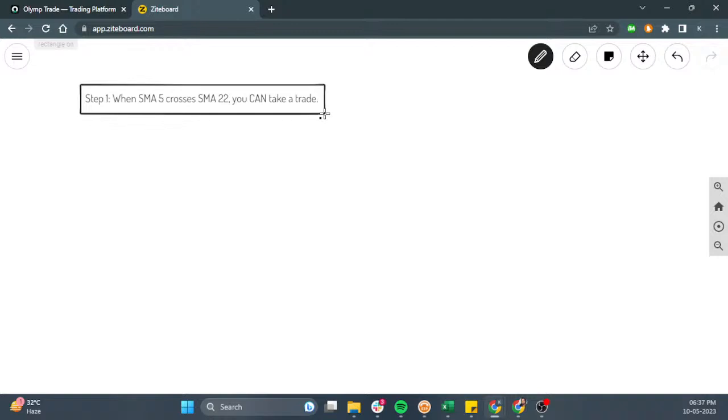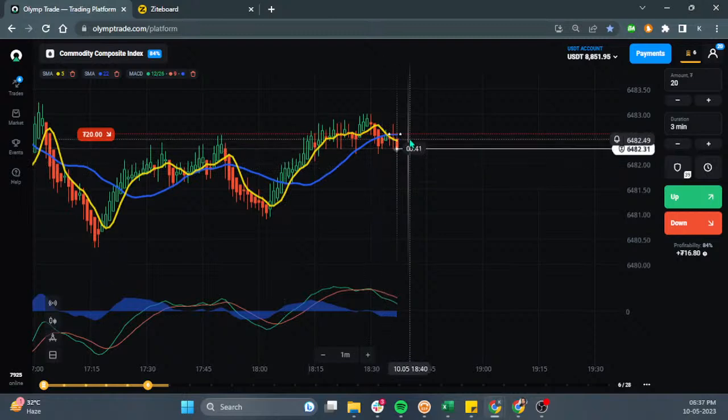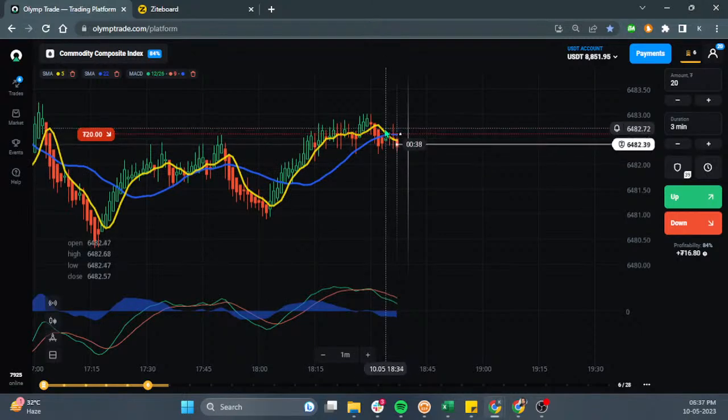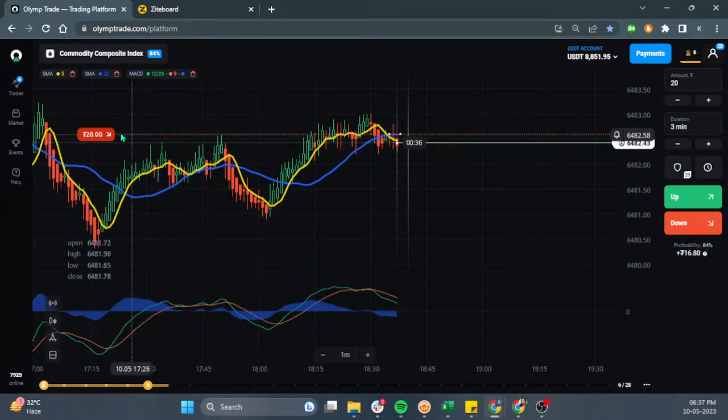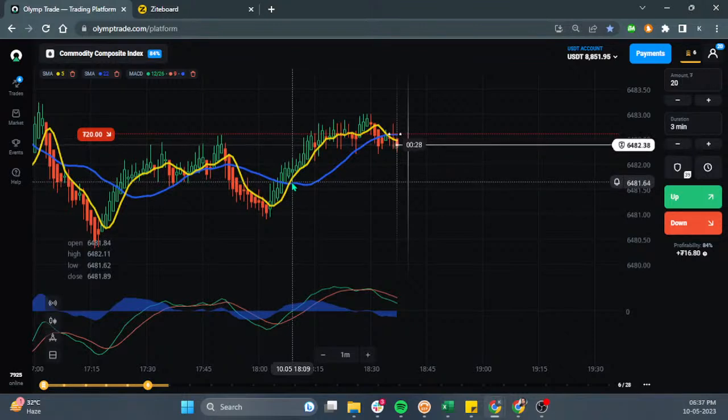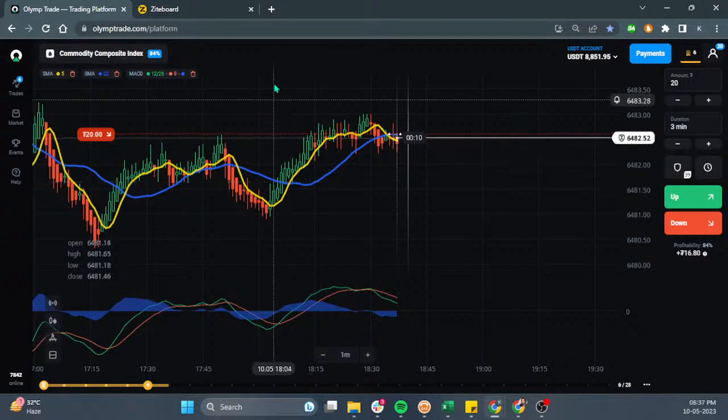Whenever you find SMA 5 is crossing SMA 22 in that very same direction, you can take a trade. For example, right now, if you see over here, SMA 5 crossed SMA 22 in the downward direction, and I opened a trade of 20 USDT on this. If I would have been at this point of time, here SMA 5 crosses in upward direction to SMA 22, I could have opened a trade there as well. Okay. Again, this is a two-step process, and what I've told you just now is just the first step. Make sure that we follow both of the steps to have enough profitability or to avoid any unnecessary trades. Okay.